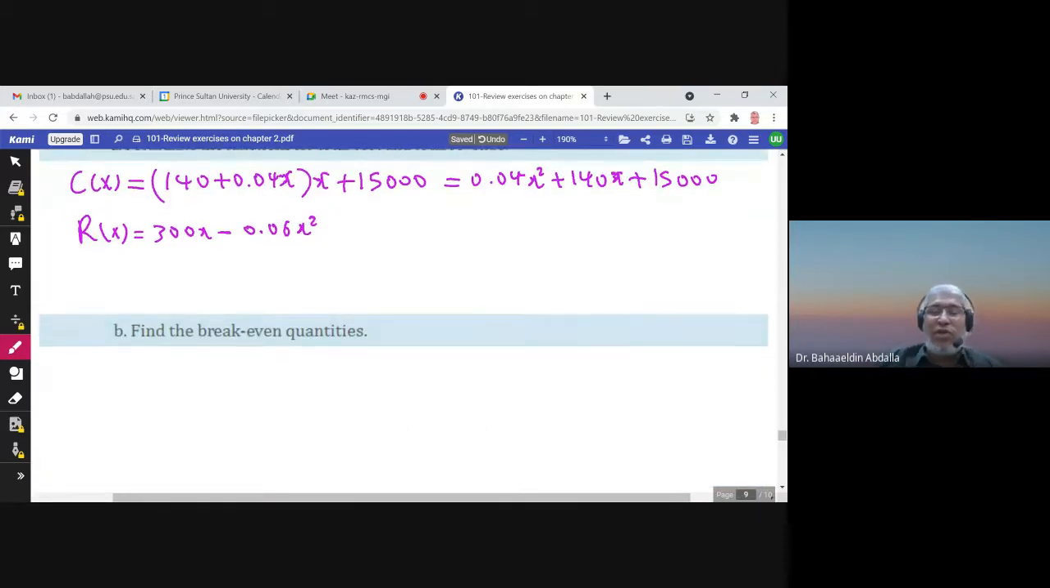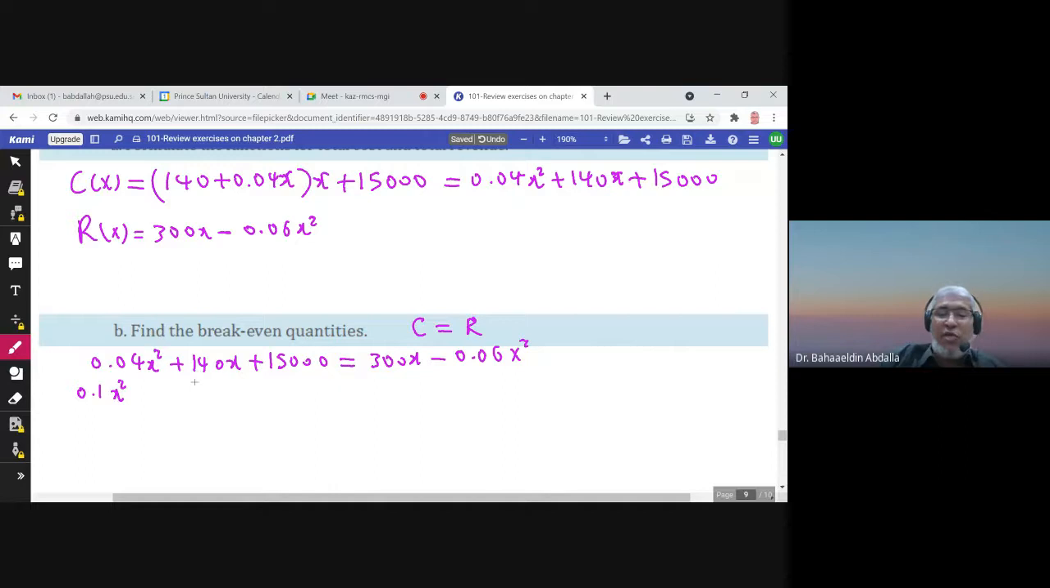Find the break-even point, the quantities. The break-even quantities are when the cost equals the revenue. So when 0.04x squared plus 140x plus 15,000 equals 300x minus 0.06x squared. 0.04 plus 0.06 will give you 0.1. So we will have 0.1x squared.